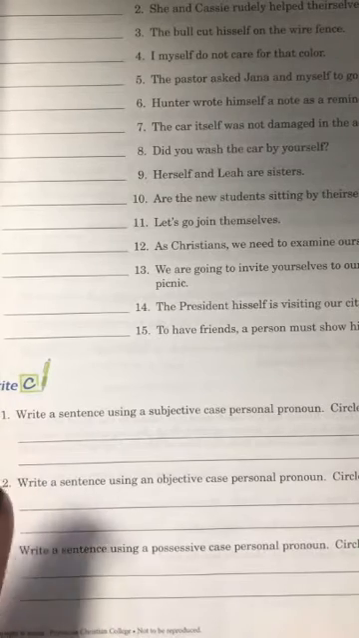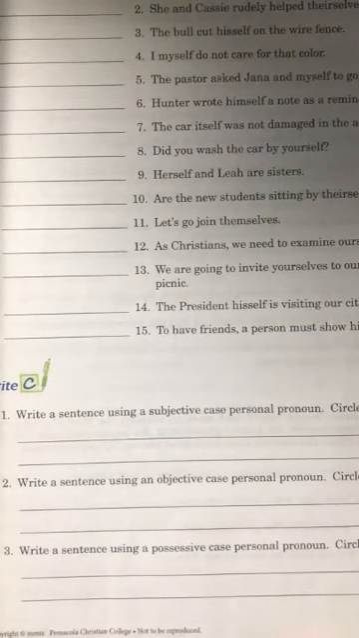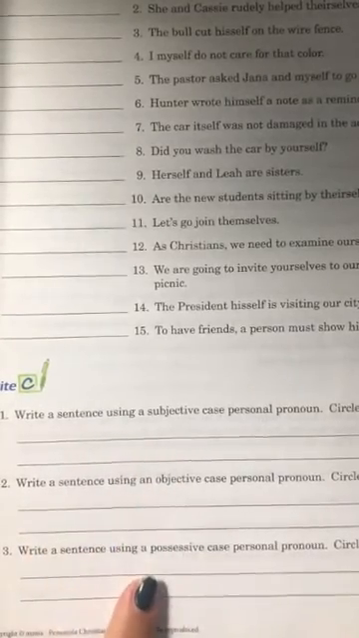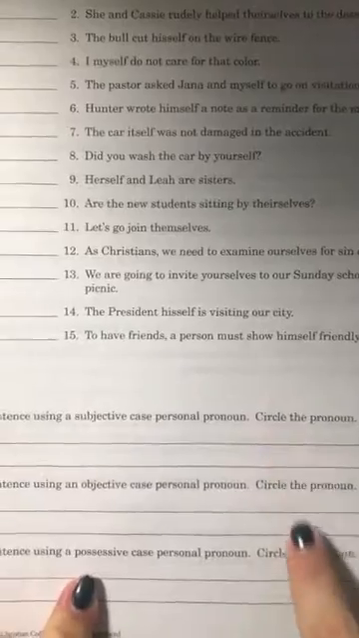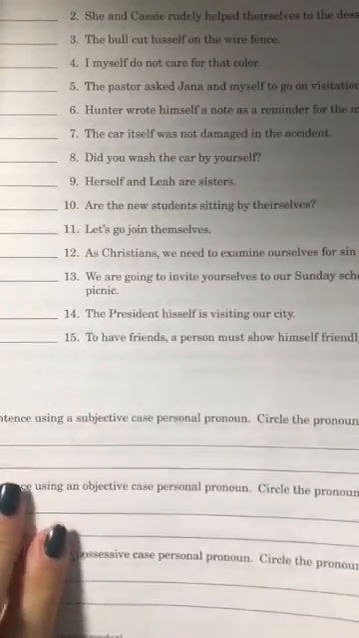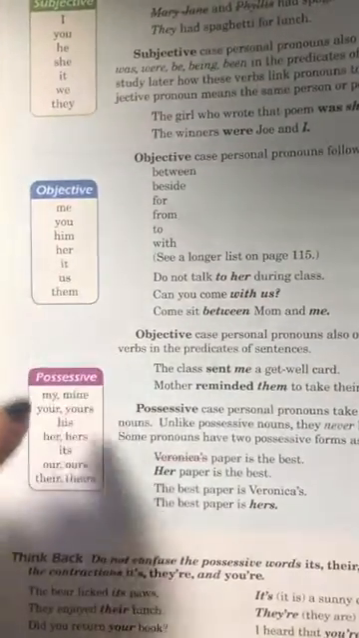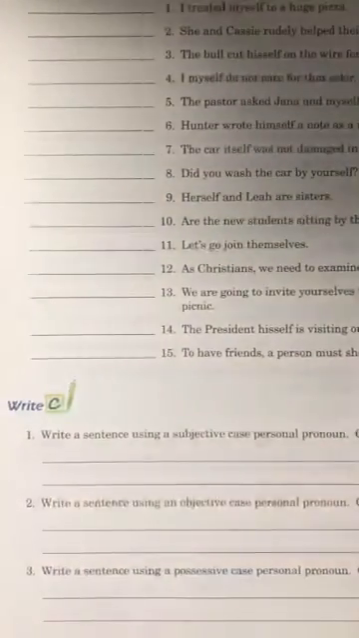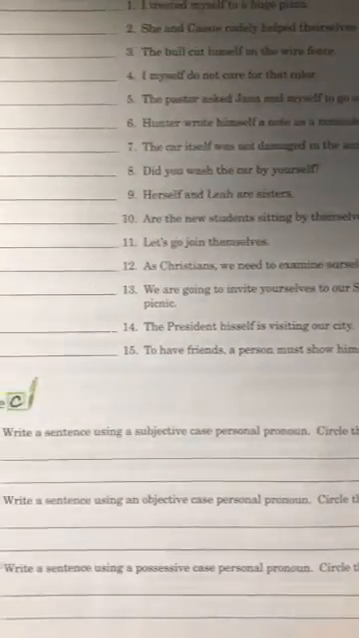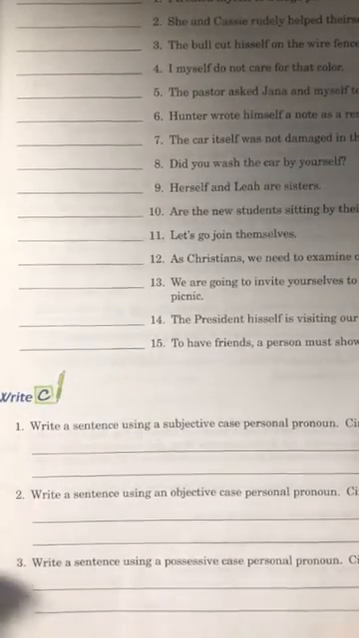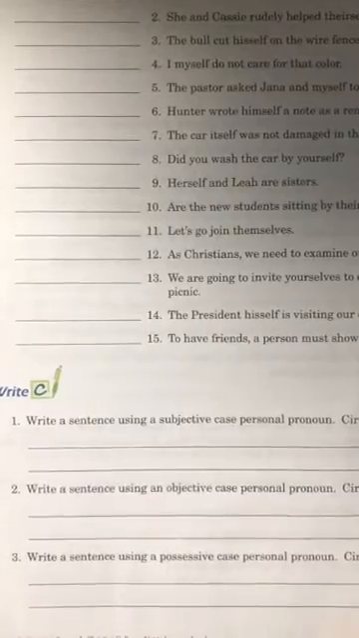All you're doing is writing a sentence using the different kinds of case personal pronouns, 1 for subjective, 1 for objective, 1 for possessive, and then circling it. So you're going to go back to your reference page if you don't already have them memorized. They're all here. Pick 1 from each column. Write your own sentence, so make up your own sentence, an appropriate one, and then circle the pronoun that you used. So any sentence using 1 from each column.